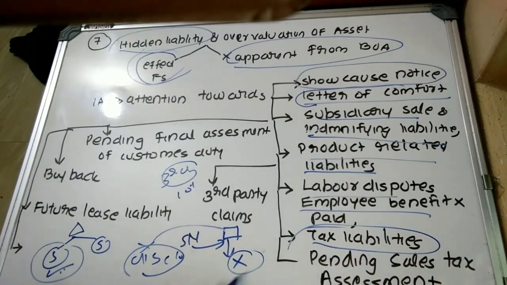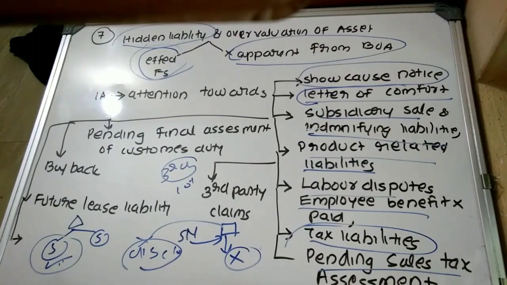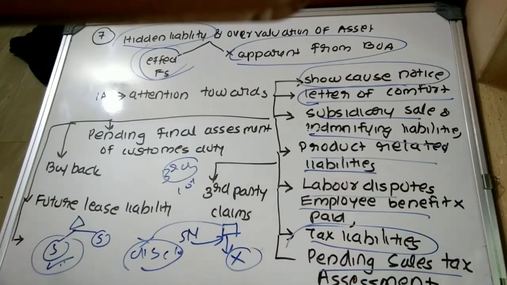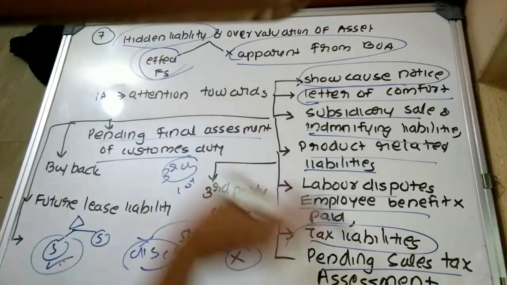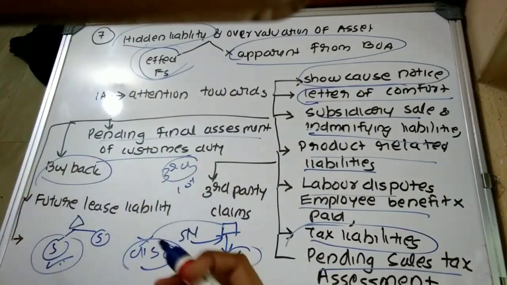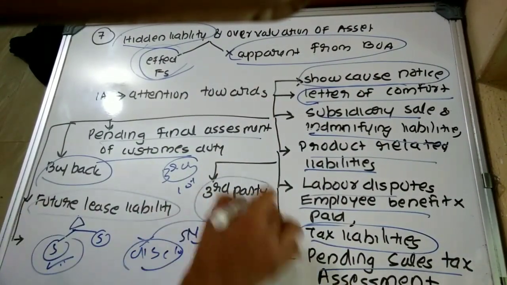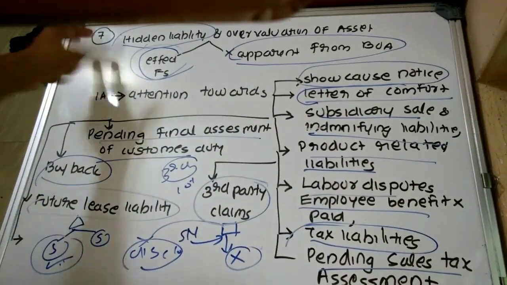Tax liability. The company failed to make the payment of tax. Pending sales tax assessment. This information can be obtained by the investigating accountant by making a detailed analysis of all the related records, papers, etc. It is not possible to obtain this kind of information only from the books of accounts and financial statement. Right, friends? Then pending final assessment of custom duty. This also indicates that hidden liability exists. Buyback. That is, the company has agreed to buy back its shares at a stated price. Future lease liability. Third party claims. These are all indications of hidden liability.